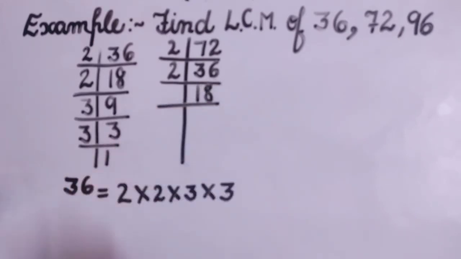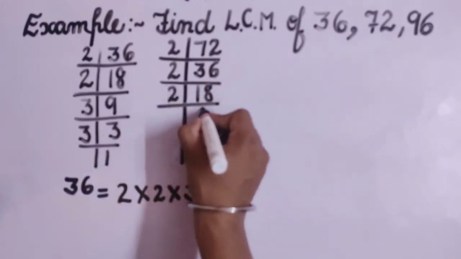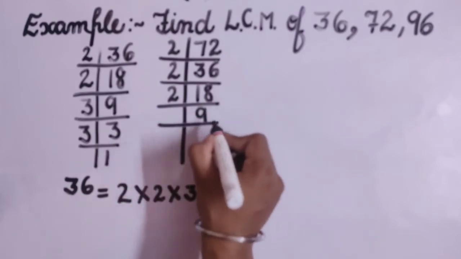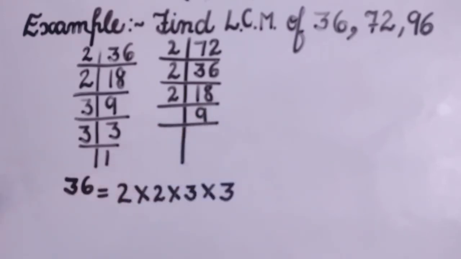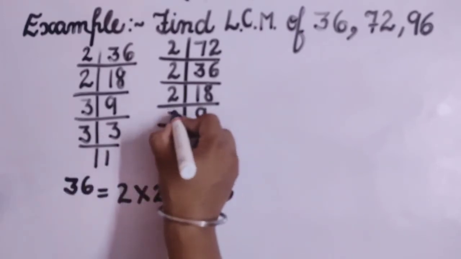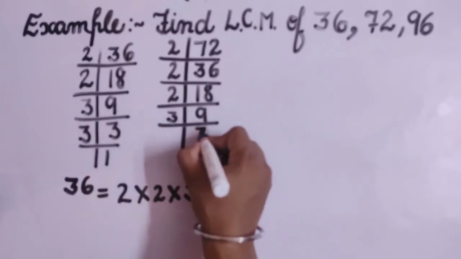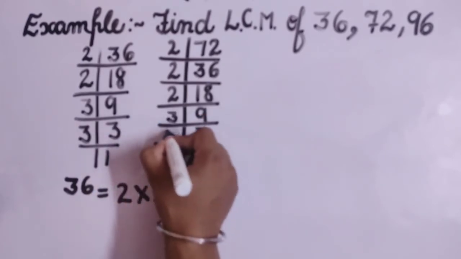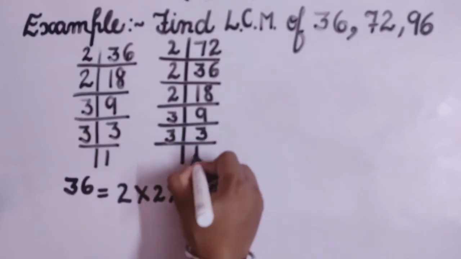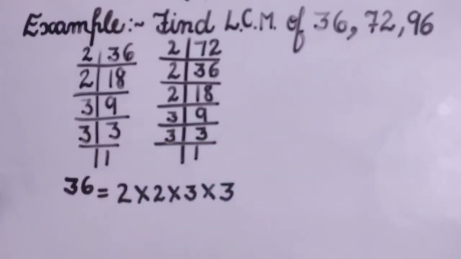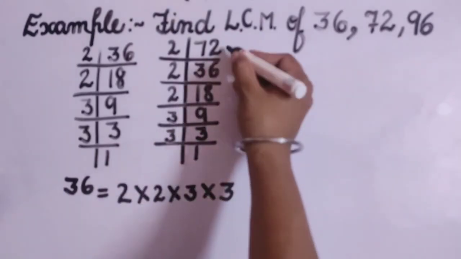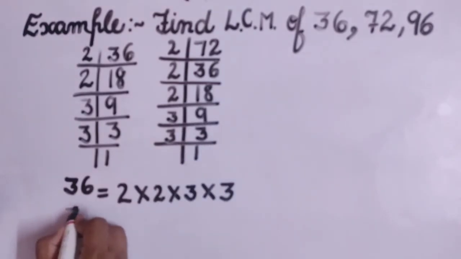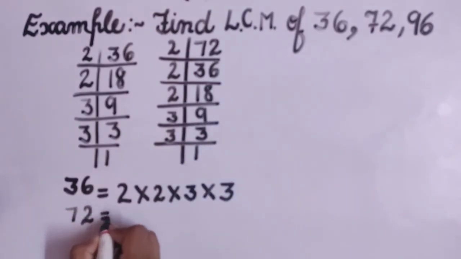Once again try to divide with 2. 2 9s are 18. Now 9 cannot be divided by 2, so we will try to divide with 3. 3 3s are 9. At last 3 1s are 1. Now let's write down 72 as a product of the prime factors.